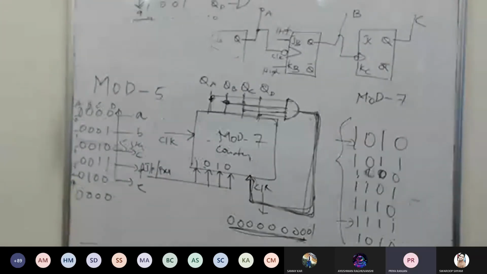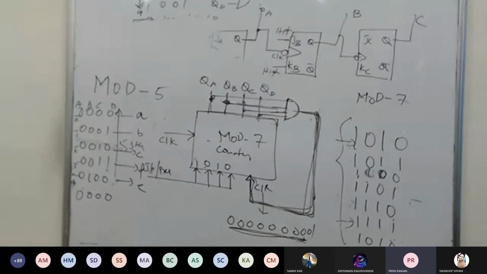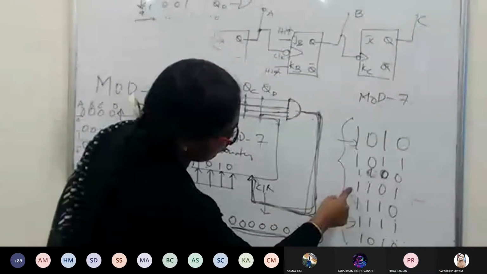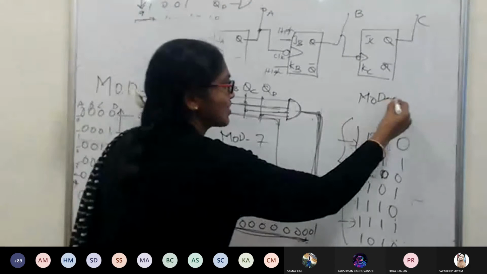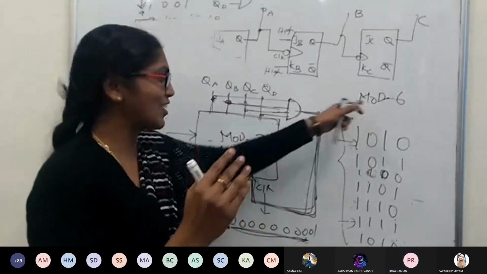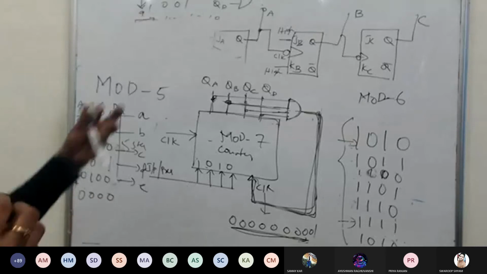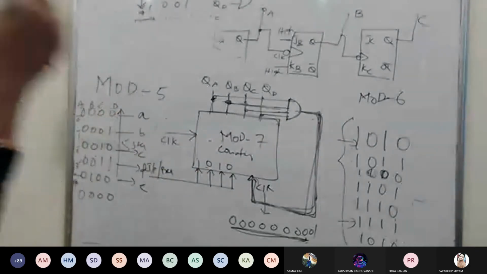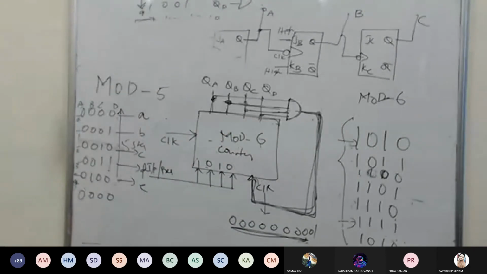Ma'am, I have a doubt. From 1010 to 111, we have 6 states, I think. So shouldn't it be mod 6? 4, 5, 6. Oh, okay, mod 6. Understood. Oh, you're worried about that number. See, that's not the criteria. I was thinking which gate has to be fiddled with the clear. That's what I was thinking. Okay, mod 6 counter.